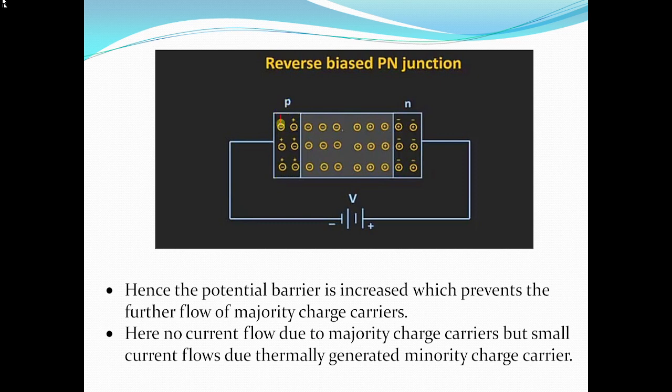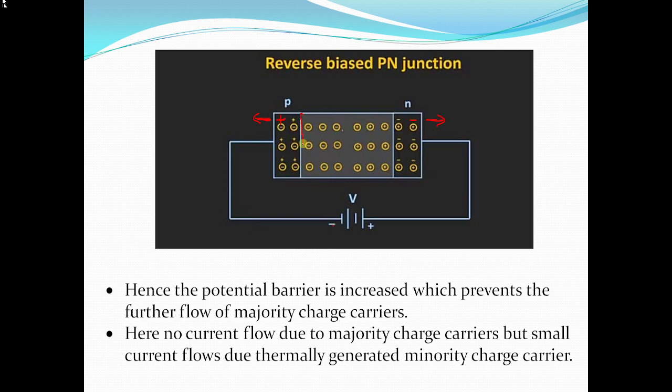Holes. Holes are the majority charge carriers. Holes carry which charge? Positive charge. So here the negative terminal is given, and positive and negative attract. That's why these holes move towards the terminal of the battery. Here also, the positive terminal is connected to N-type. What are the majority charge carriers in N-type? Electrons. So these electrons flow towards the terminal, and these holes also move towards the terminal.